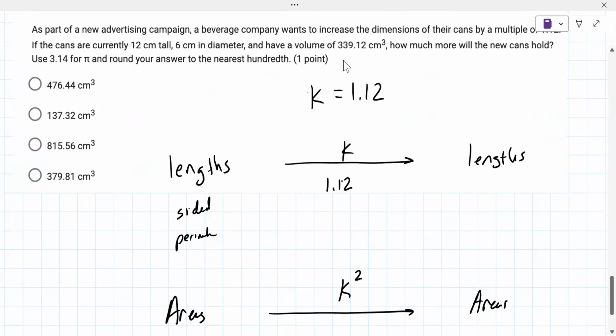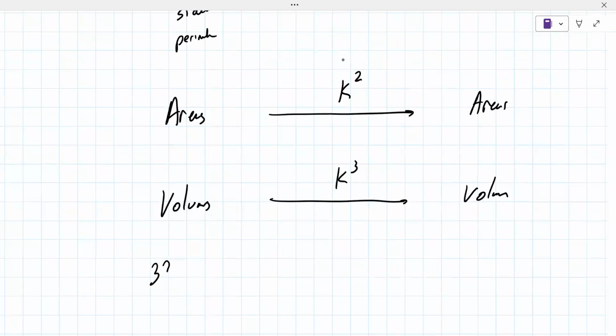So how does that work? Well, your original is 339.12. Your k is 1.12 cubed. So I want you to multiply 339.12 times 1.12 cubed, please. And tell me if you get the same result.